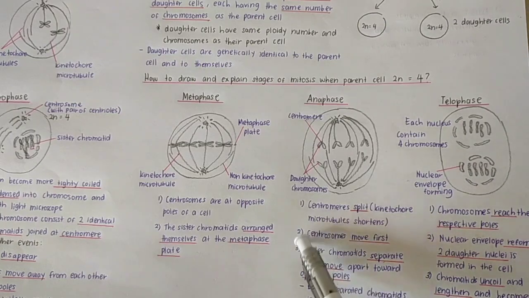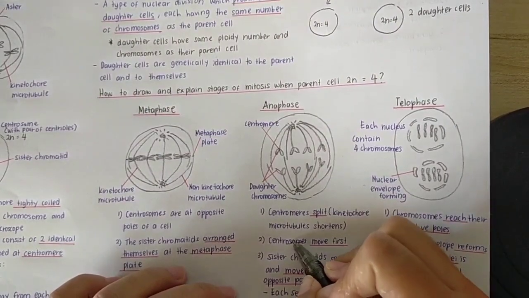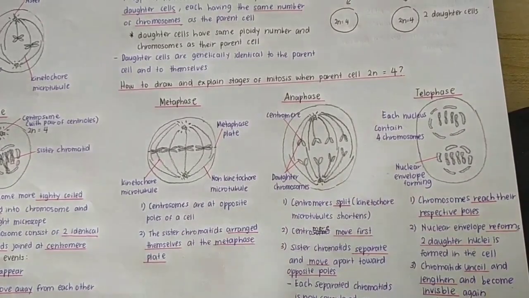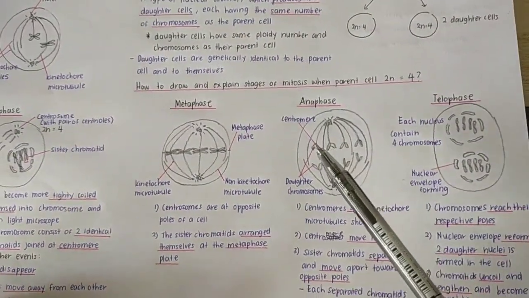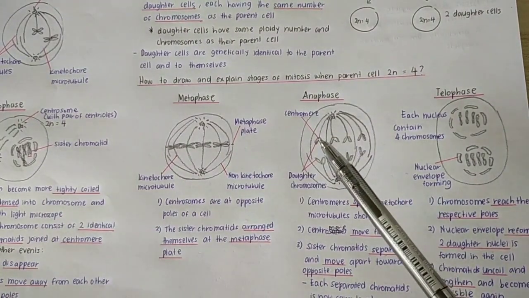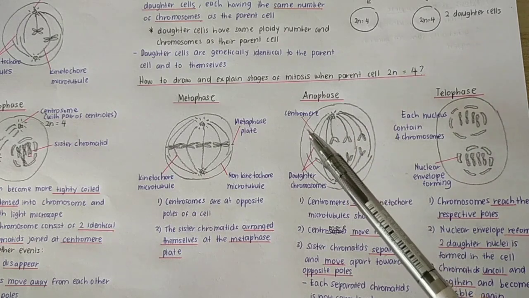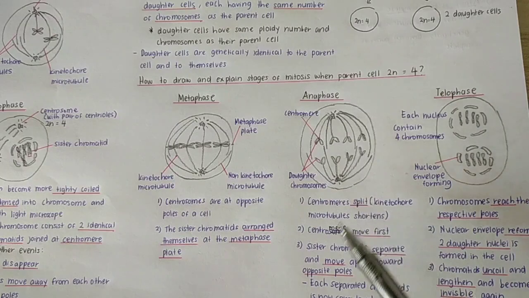Actually this one is centromere. Centromere moves first, not centrosome. Centromere moves first because of what? If you look at the position of the centromere here, centromere ni dia mesti kena facing to the centrosome here. Sama lah macam ni. So awak tak boleh lukis the structure of the chromatids tu menghadap centrosome. Dia mesti kena centromere yang move first. So this is centromere, not centrosome.